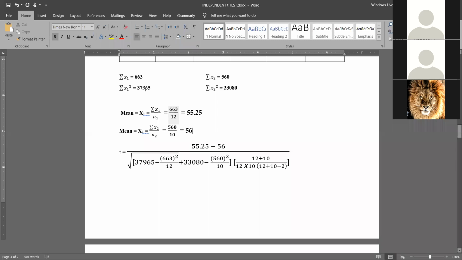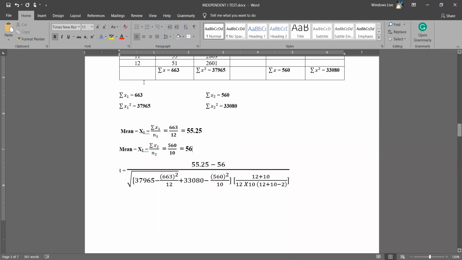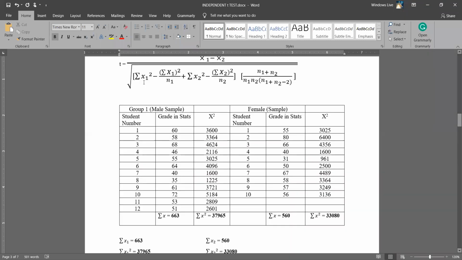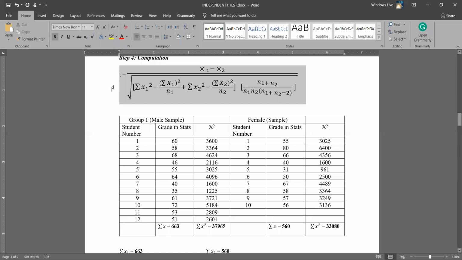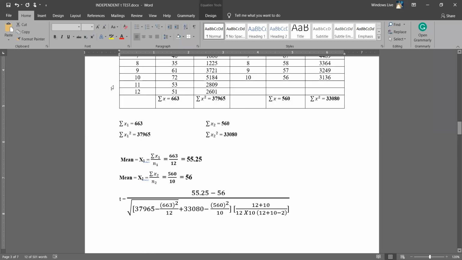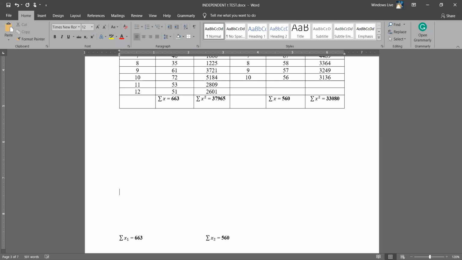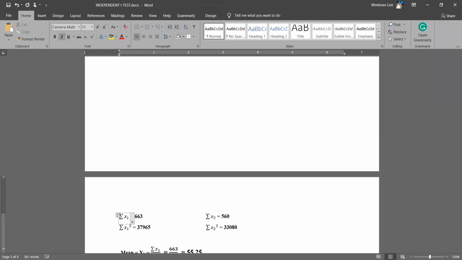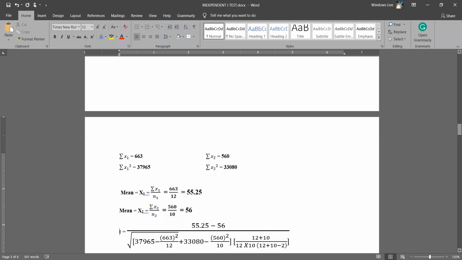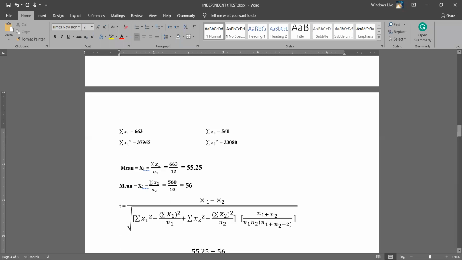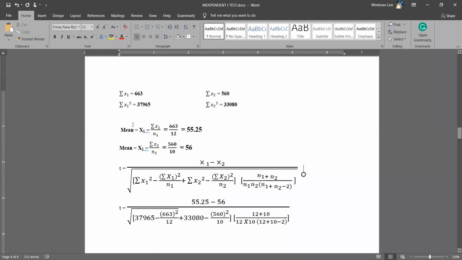And here comes the case. We also know per the formula, we also know this one to be what? Let me move all of these to one page so that it will help. And so we've been able to solve for this one, which is sigma x squared, and we had it to be what? 37965. That's what you write here.